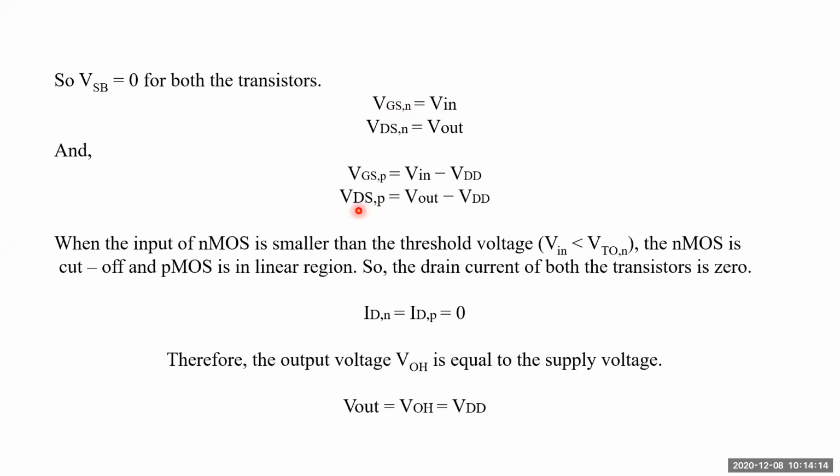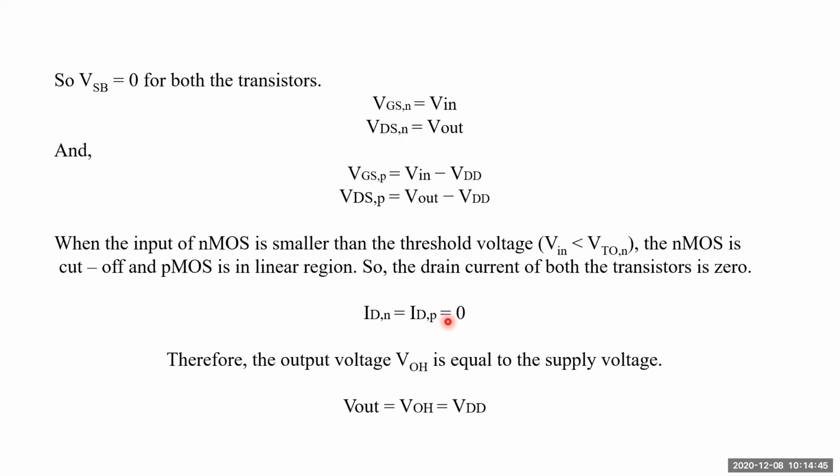Even the VDS of PMOS is equal to V out minus VDD. If you apply the same kind of equation for the NMOS, VDS of NMOS is equal to V out minus ground terminal. Ground is equal to 0 volts, so ultimately it becomes V out only. So these are the conditions and equations for the voltages of PMOS and NMOS with respect to drain and gate terminals. Now next, let us see how the current is varying.